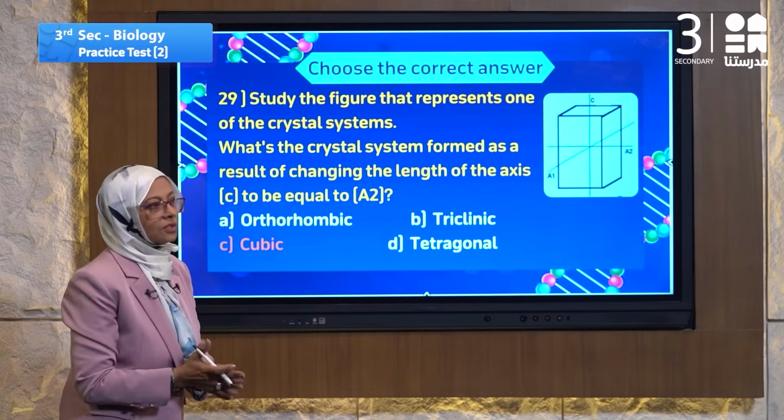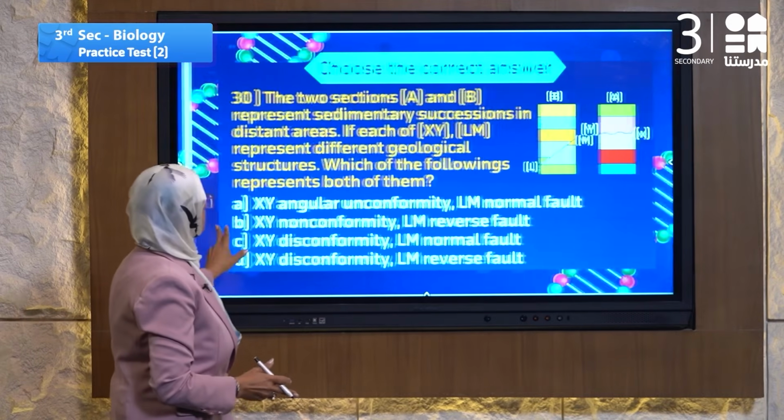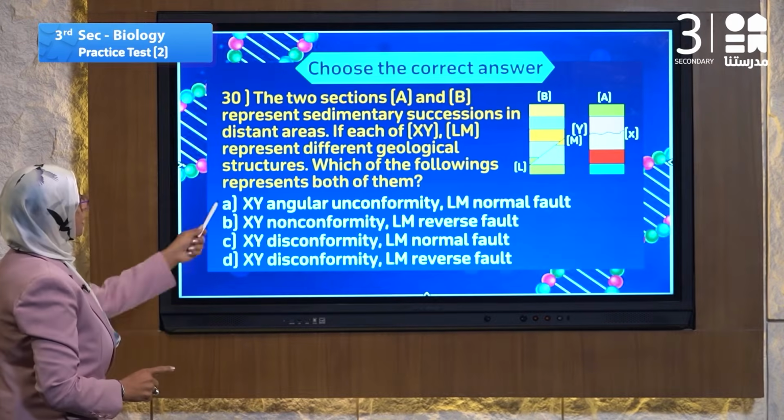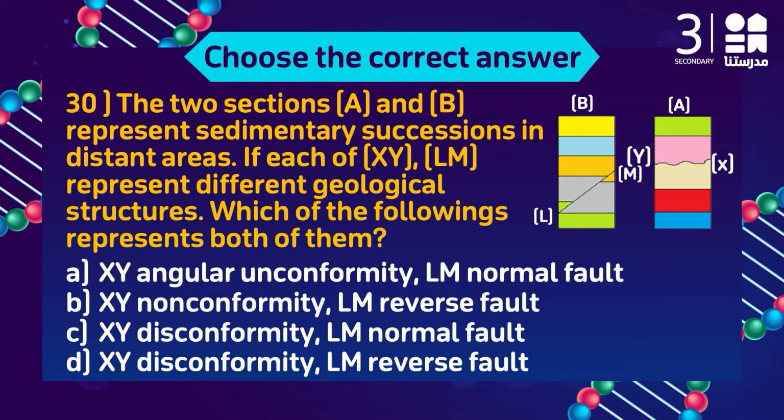Let's go to question 30. Question 30 speaks about earth science again. The two sections A and B represent a sedimentary succession in a distinct area. Sedimentary rock is formed when layers of sediments are laid over each other. But here, the sediments are not in a layer.